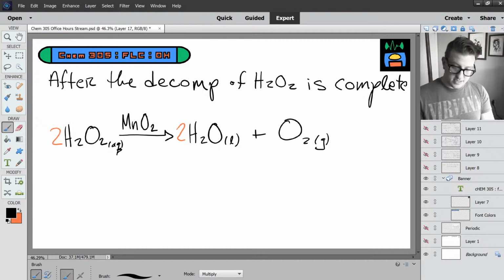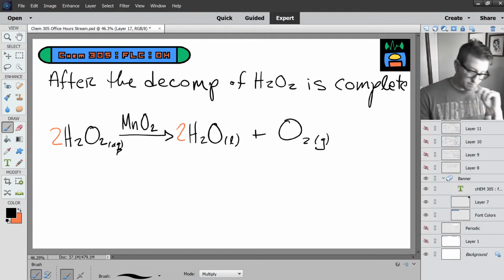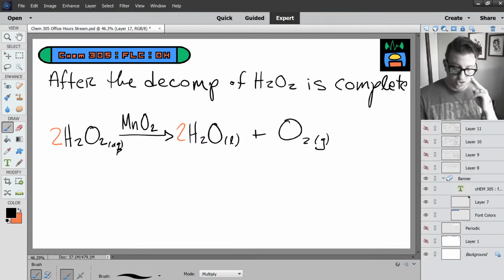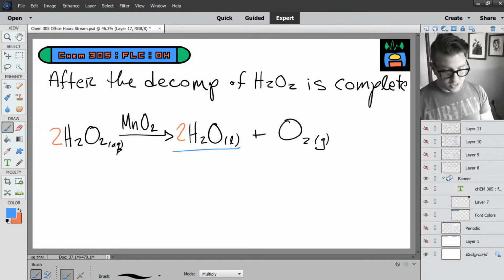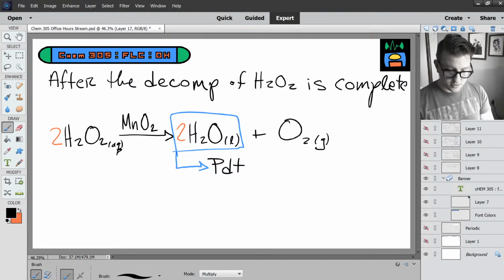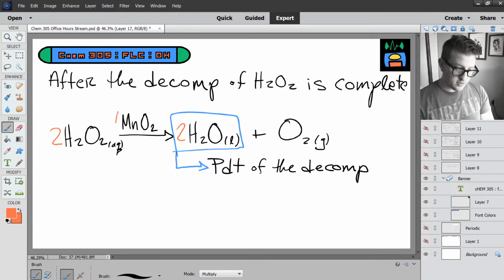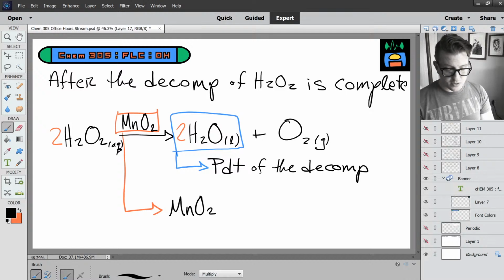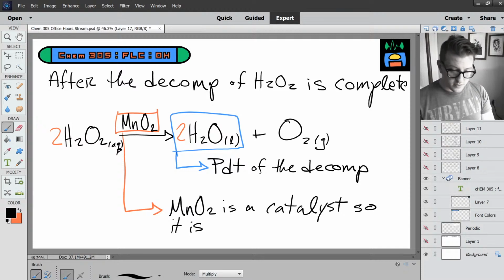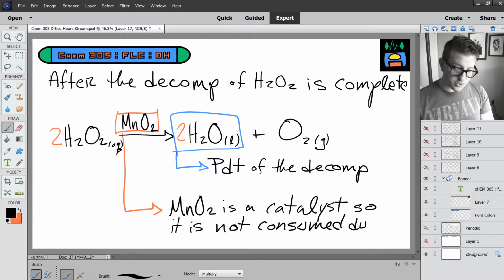So after the reaction is complete, we know oxygen remains, but they want to know what remains besides oxygen. And when you look, you'll have water. Water is a product of this decomposition reaction. And then the other thing that you have actually is MnO2. All right? And the reason why you have this left over is this is a catalyst, so it is not consumed during the reaction, or by the reaction.